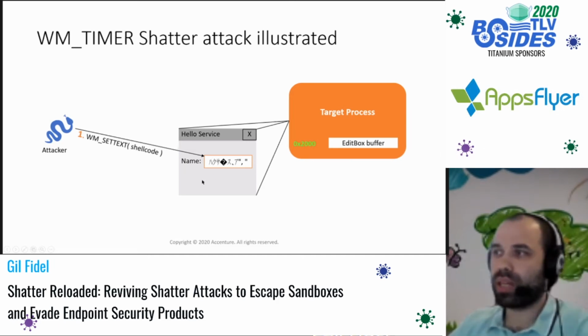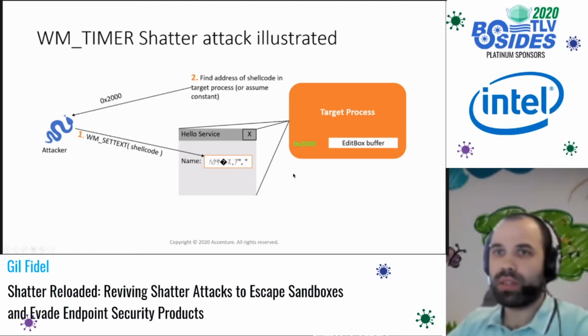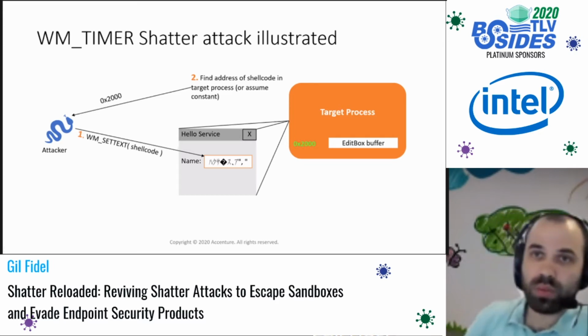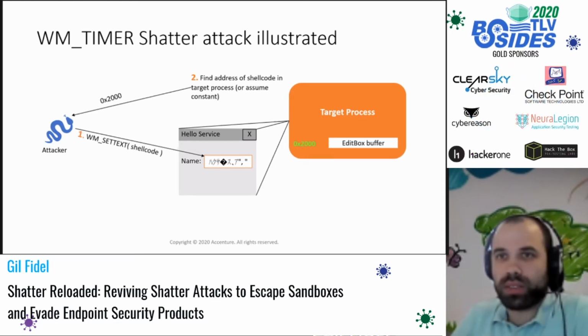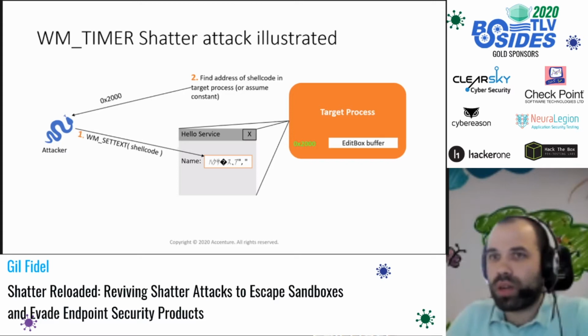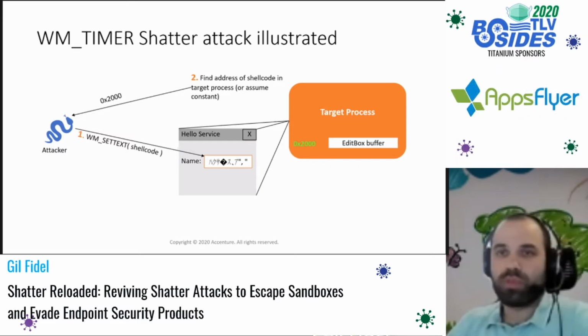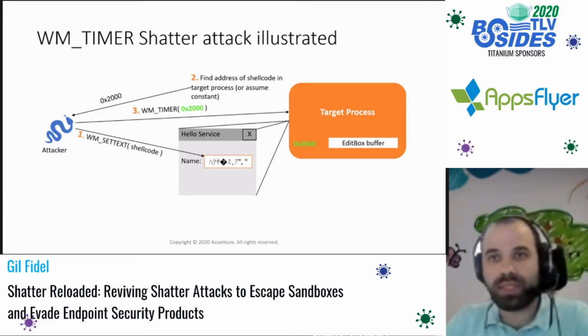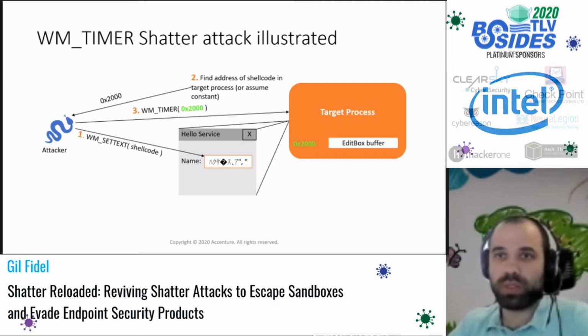The shellcode is now in the edit box, meaning at this address, 2000 hexa. Then the attacker would need to know this address. This can be done, for example, by doing some recon in advance and doing some reversing or debugging and knowing that this is the static address that always holds the buffer of the edit box for the specific version of the service, for example. And then he would simply send a WM_TIMER message. And one of the params this message receives is actually the address of the callback that needs to be executed. And basically, once he sends this message, the shellcode gets executed and we're all done.